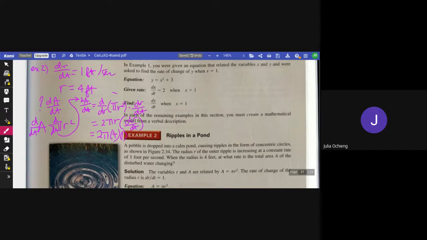So that means that the change in area over time is equal to 8 pi feet squared, since they're doing the radius in terms of feet, per second, since that was the unit that I could see that they used for time right there.